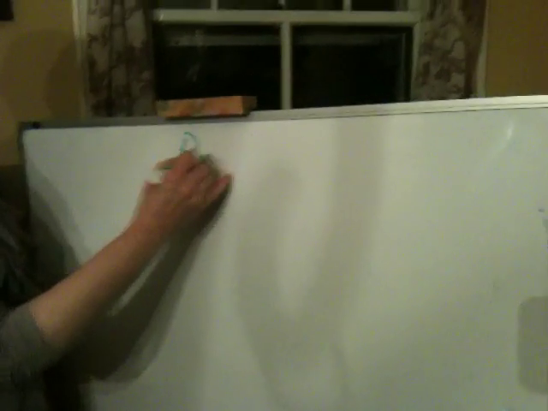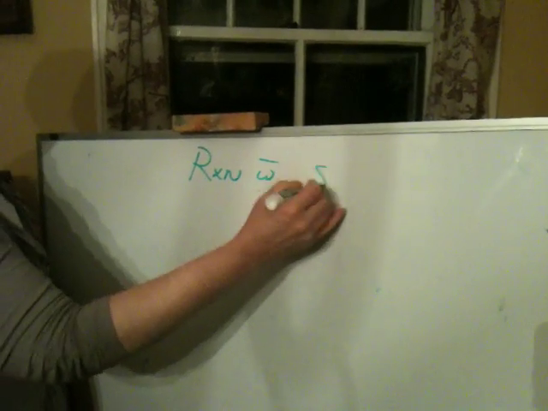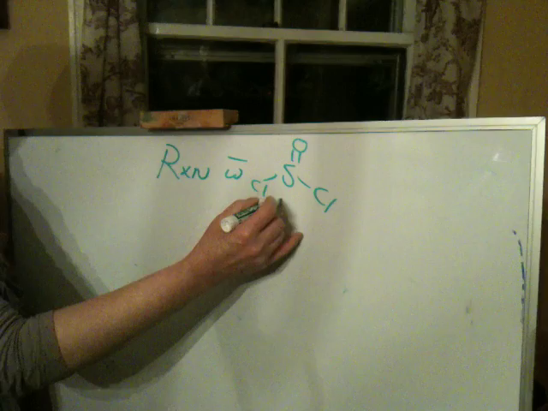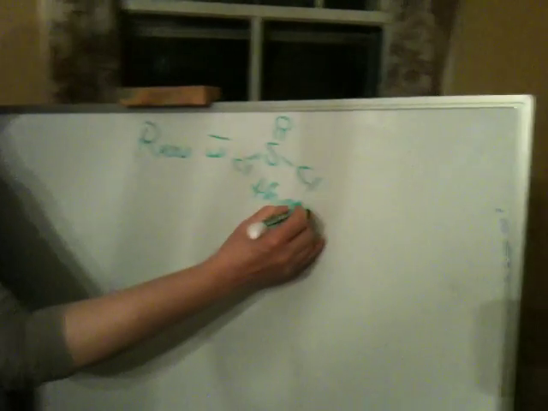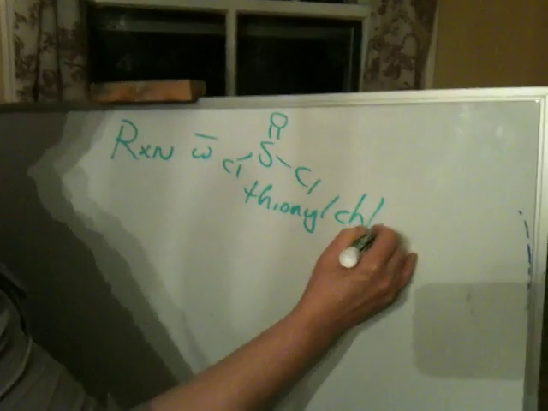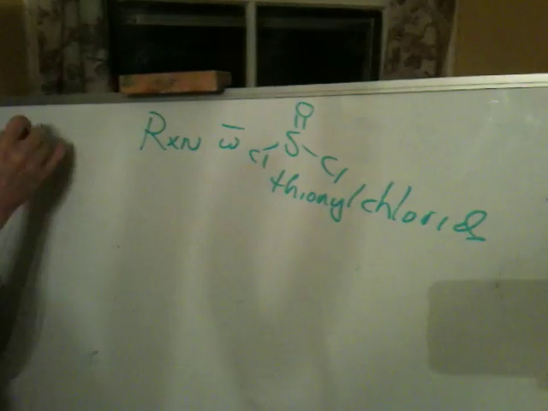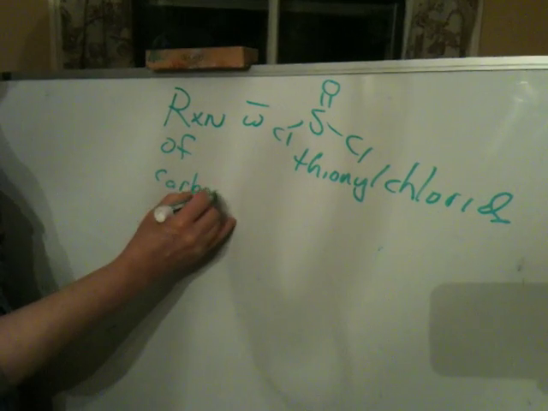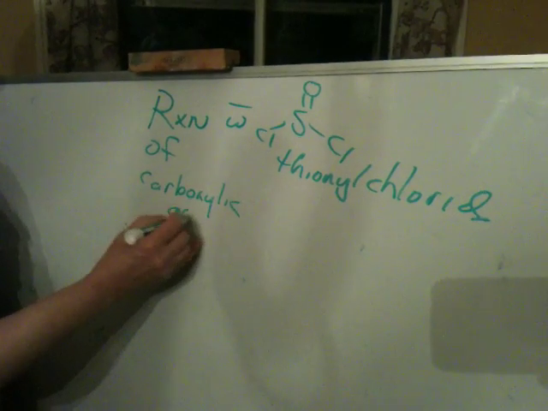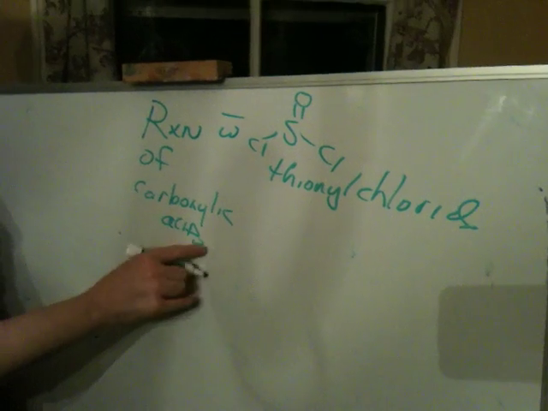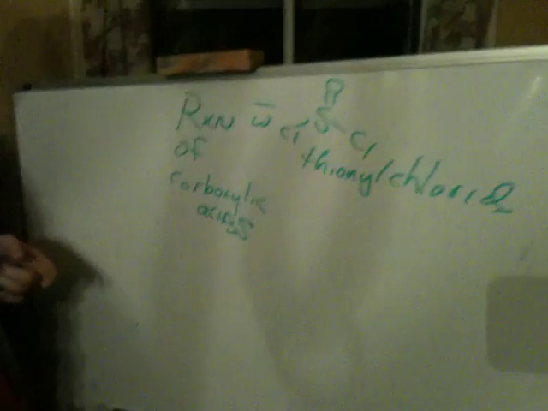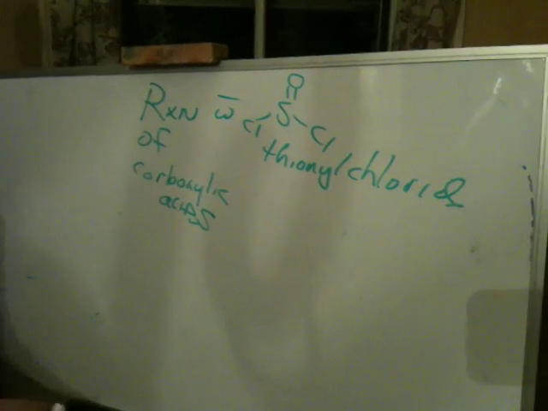was the reaction with thionyl chloride. This is called thionyl chloride. What reaction? The reaction of carboxylic acids with thionyl chloride. And I'm going to give you a superior mechanism to this because I wasn't happy with the mechanism I wrote in class. So I'm going to write a better mechanism.